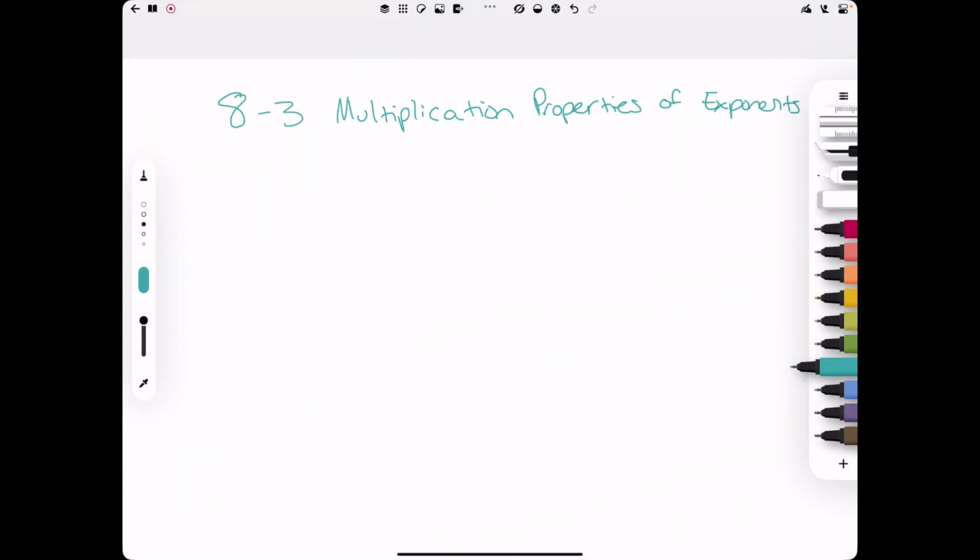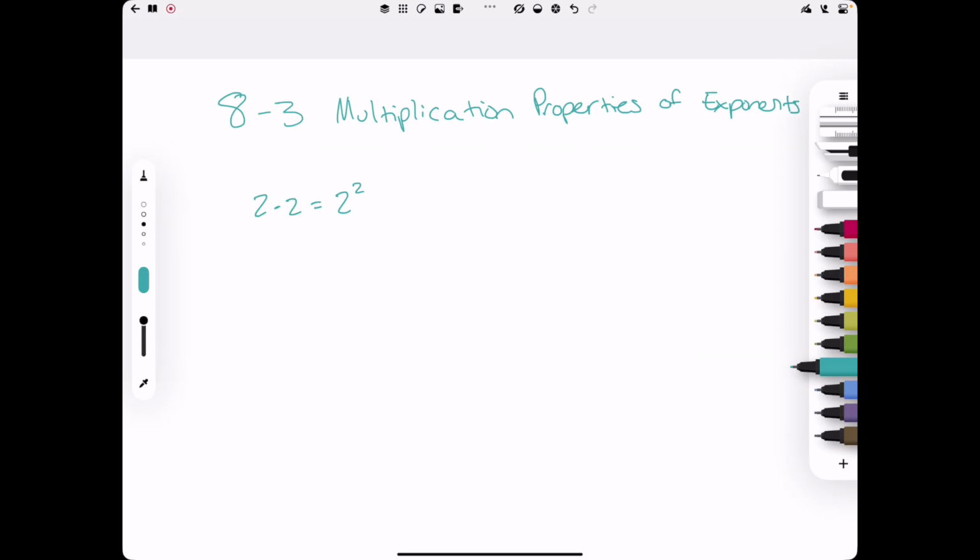All right, 8.3, multiplication properties of exponents. The book wants to dive right into the rule, but I want to establish why the rule exists. So let's take a look at something simple, like 2 times 2. How can I rewrite that with powers? 2 to the power of 2. Sure, 2 to the power of 2.